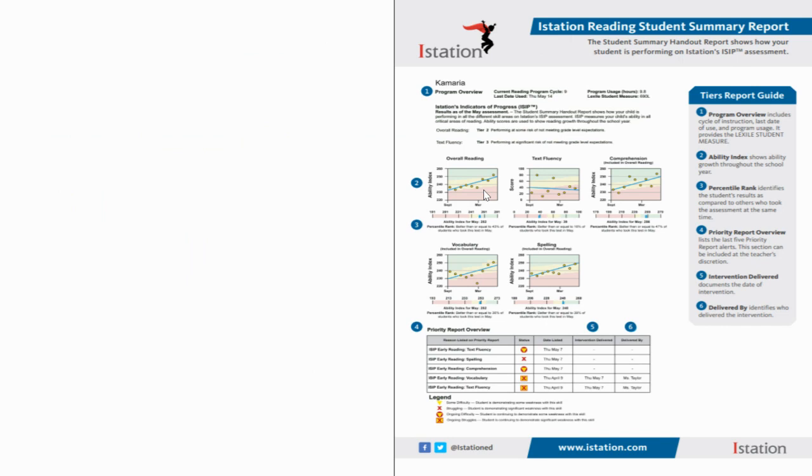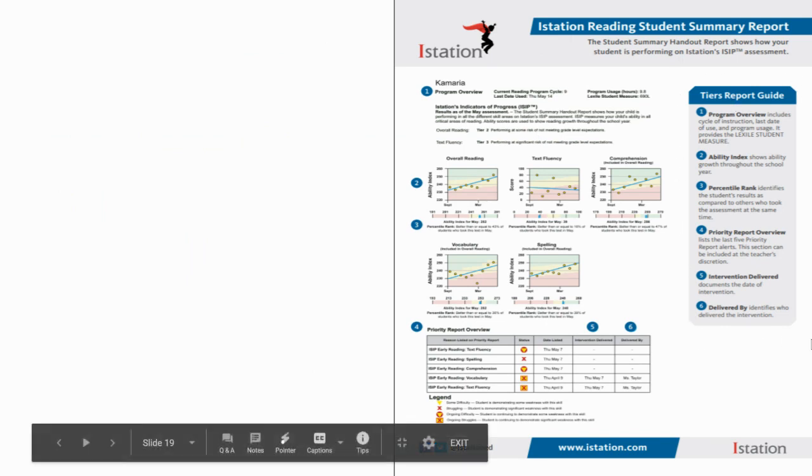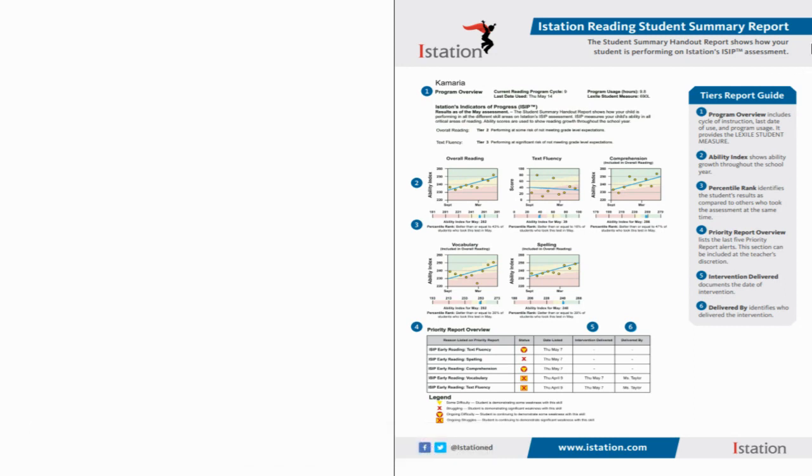So here's an example of what it looks like. Your student report will not have this box here because this is an example from iStation. So this one here gives a breakdown of how to read it or what those things mean on this report. But you'll notice each of these boxes, this is the overall reading score that we use for the ISIP score.